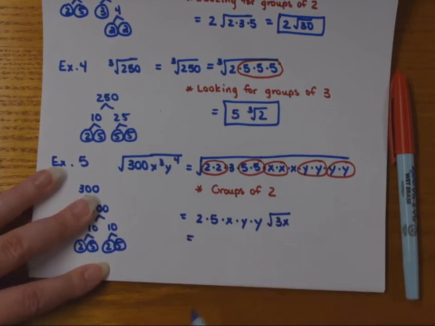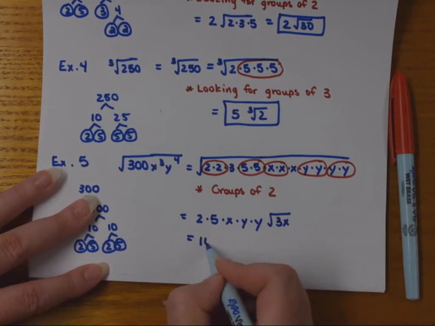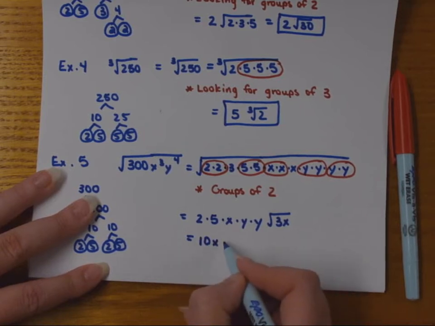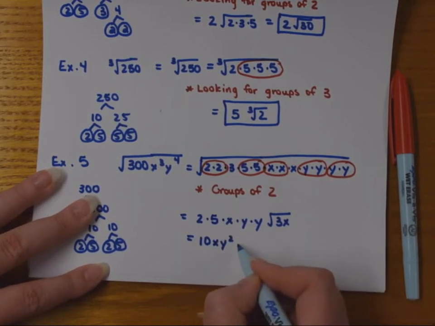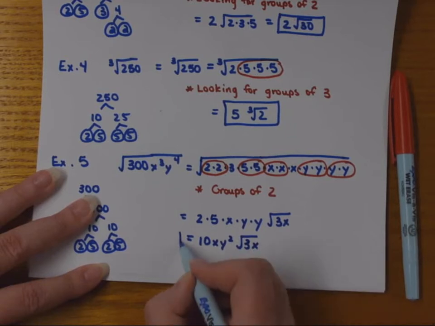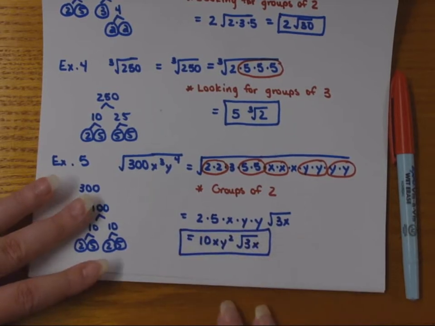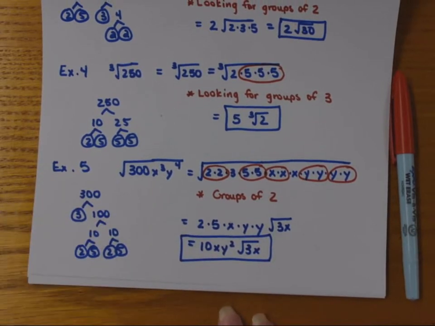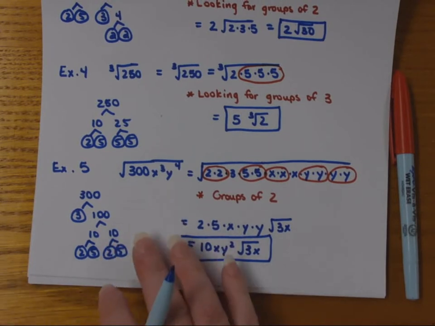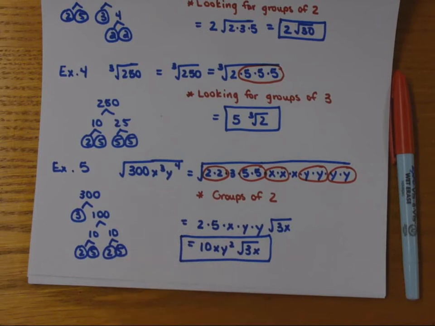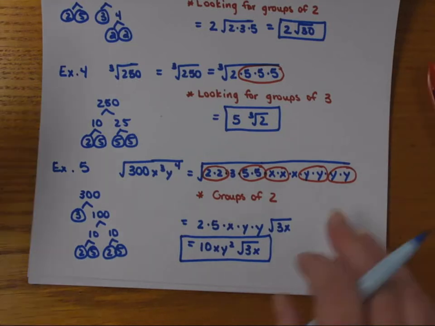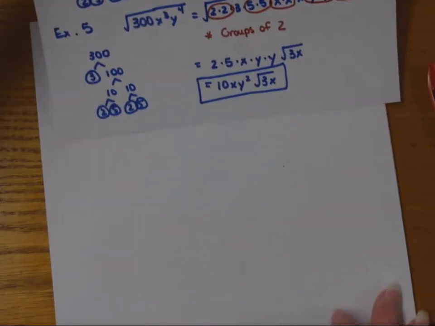So in the end, we just kind of clean this up. 2 times 5 is 10. X is by itself. Y times itself is y squared. And the 3x still stays in the inside. Okay. So kind of like I said before with some other things, I don't care if you do a simplification problem in this way, but I think this is a really good way for you to not forget anything, okay, and for you to kind of keep everything straight. All right, so that's kind of reducing roots.